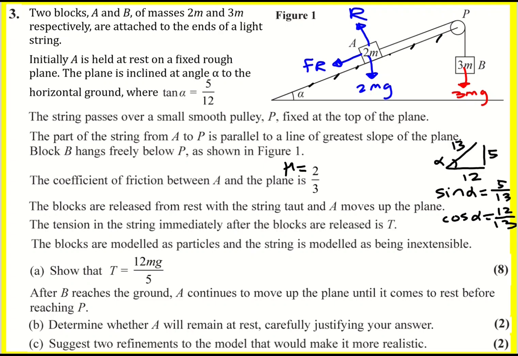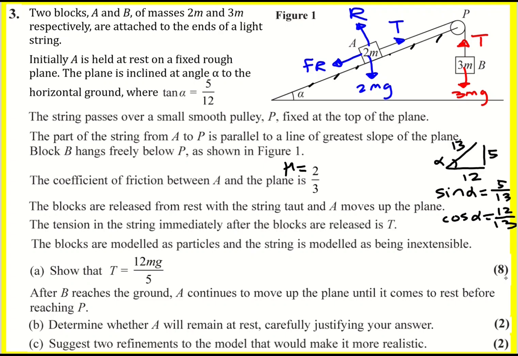And the tension after the blocks are released is T, so A is going to be pulled up the plane by capital T, and then there's going to be another tension here that's stopping B from just falling due to gravity. It's going to experience, through the tension, the effect of 2m, the mass of A. Okay, and then the blocks are modelled as particles, the string is modelled as inextensible, and we're asked to show that capital T is 12mg.